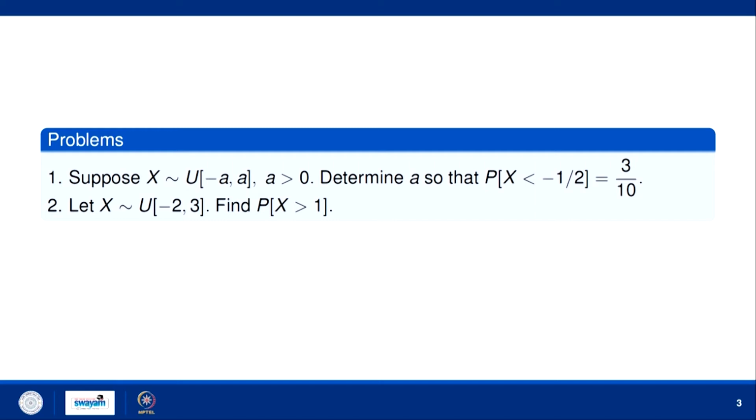Now, let us see some simple problems based on the uniform distribution. Suppose x follows a uniform distribution on the interval minus a to plus a, where a is greater than 0. Then determine a so that the probability of x less than minus half is 3 by 10. So this we have to compute. Let us see how we can compute a for this problem. It is given to us that the probability of x less than minus half is 3 by 10.